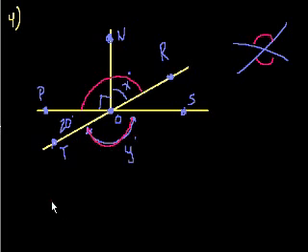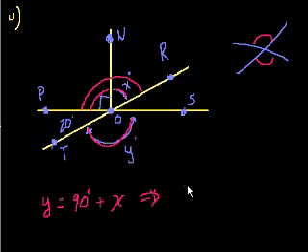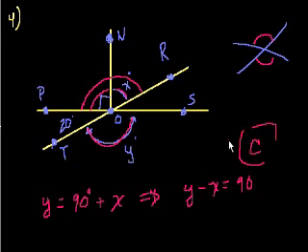So y is going to be equal to this whole angle, and that whole angle is going to be equal to this 90 degrees, right? Is equal to this part plus this part plus x. Subtract x from both sides, you get y minus x is equal to 90. That's it. That was number 4. That's choice C. I drew all that, and the problem took too little time.